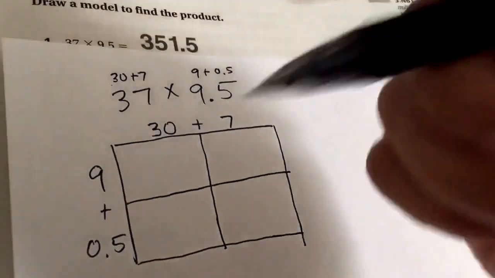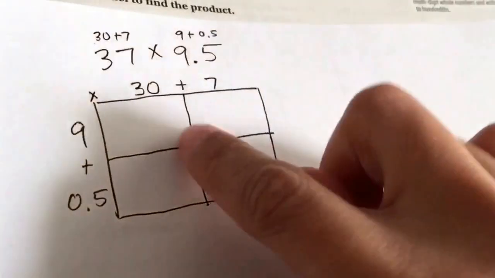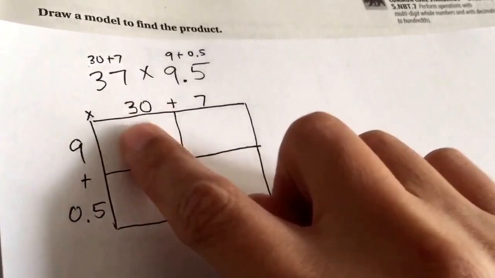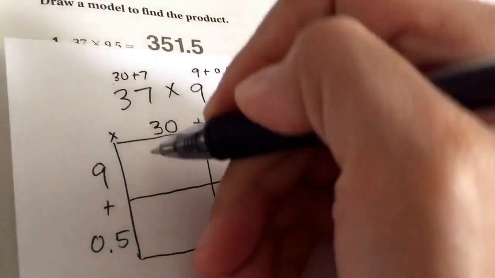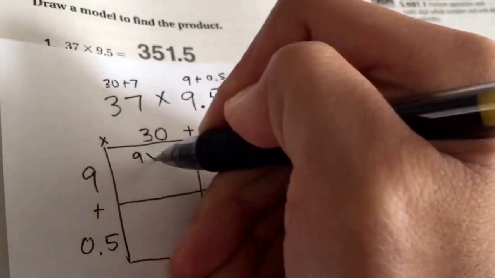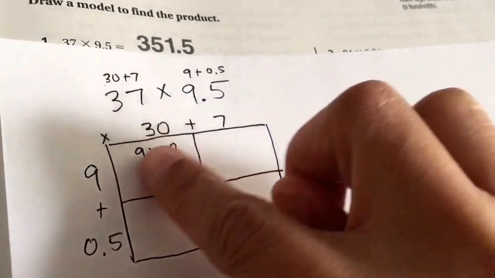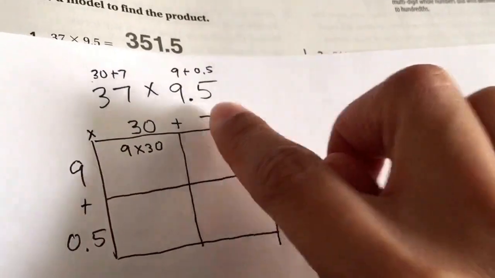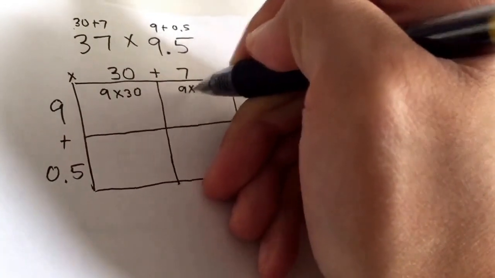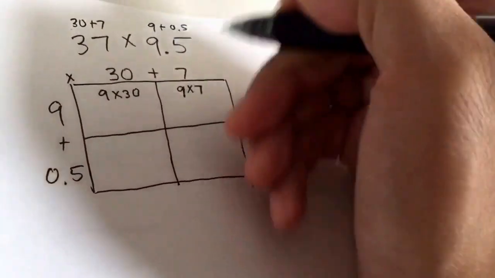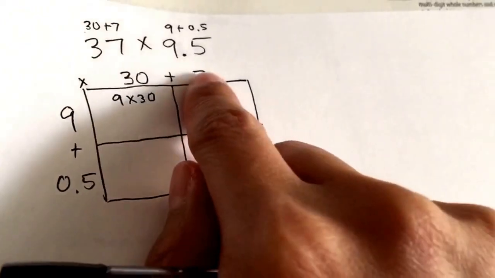The next thing we're going to do is multiply all of these different sections. So in the first box, we're going to multiply the number to the left and the number above, which is 9 and 30. So for the first box, the equation is going to be 9 times 30. The second box is going to be the number to the left, which is still 9, and the number above, which is now 7. So this one is 9 times 7. As you see, we're just doing the box to the left and the box above.